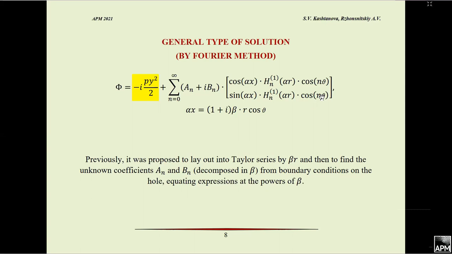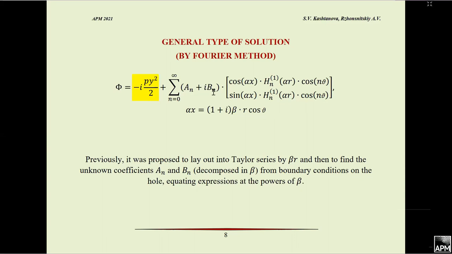What did they do? This is the form of solution that was offered by the classics. I will explain it on the first case, the first type of boundary conditions, axial tension, but the idea is common for all of them. It was obtained by the standard method of separation of variables. So there are combinations of trigonometric and Hankel functions with a complex argument that contains beta. You see here alpha, and alpha x contains beta, r and theta, all together. In such form this equation satisfies the equation of mathematical physics and the boundary conditions at infinity.